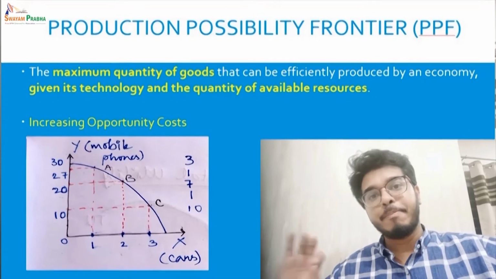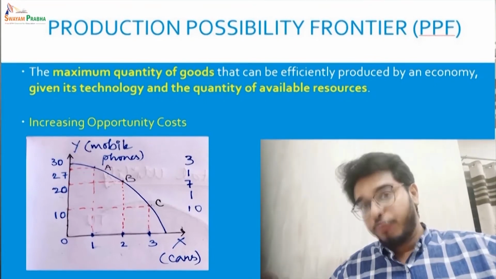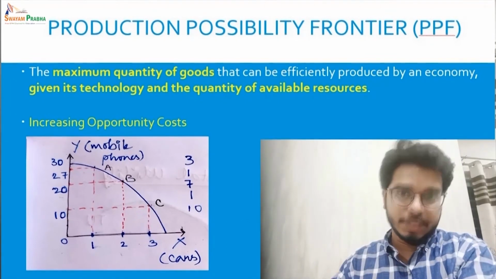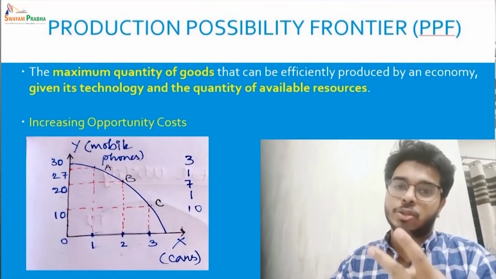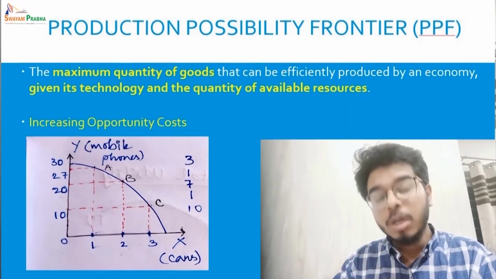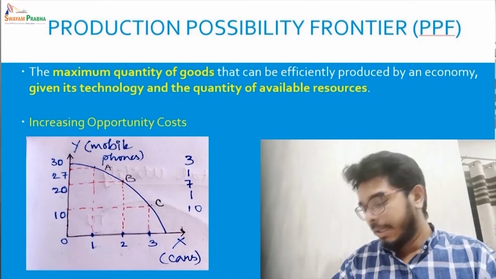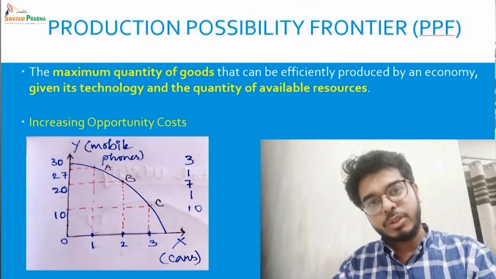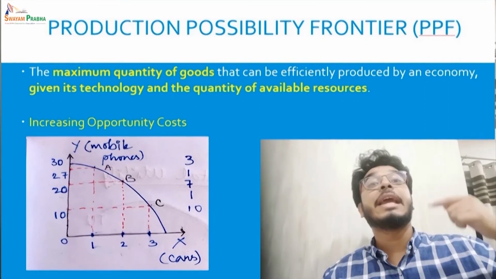As again we have started discussing production, like we touched upon production, the introduction class is not complete if we do not talk about production possibility frontier. Production possibility frontier, PPF. So you can again see in the screen, it is the maximum quantity of goods. Here, I will explain you graphically. We will be discussing just two goods or two types of goods. So the maximum quantity of goods that can be efficiently produced.